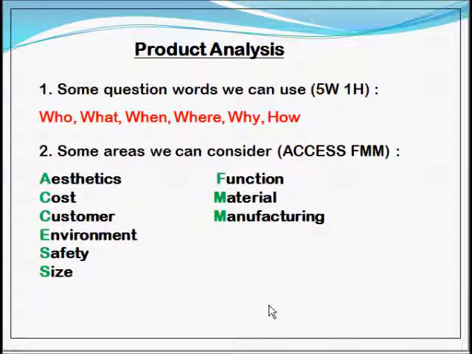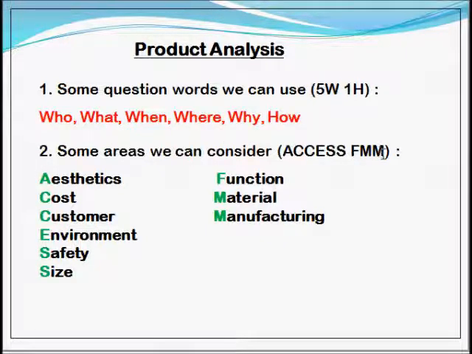Now, what is 5W and 1H? Well, 5W and 1H are question words which we can use to ask questions when analyzing a product. So basically, in product analysis, we are going to ask questions about the product in which we explore deeper what the answers are. Some of the questions that we come up with would use 5W and 1H, and that is who, what, when, where, why, and how.